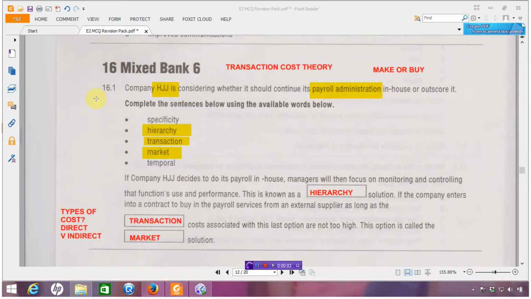Hi, this is a short screencast for CIMA E2 covering BPP practice and exam kit questions. This first screencast is on mixed bank 6.